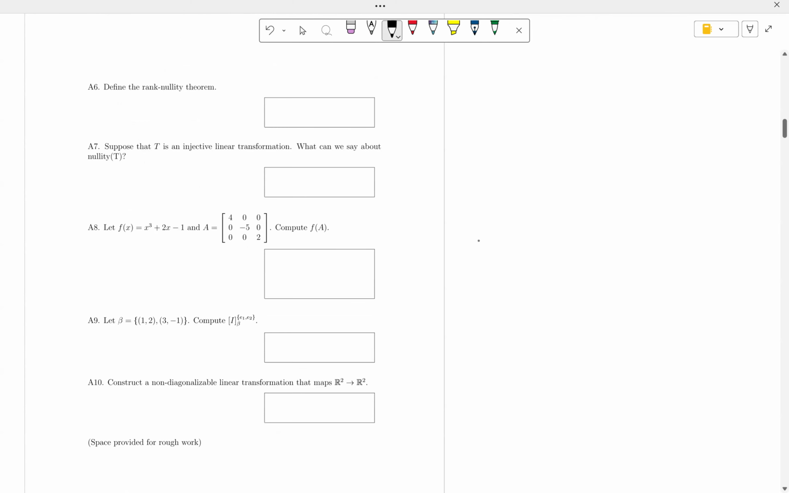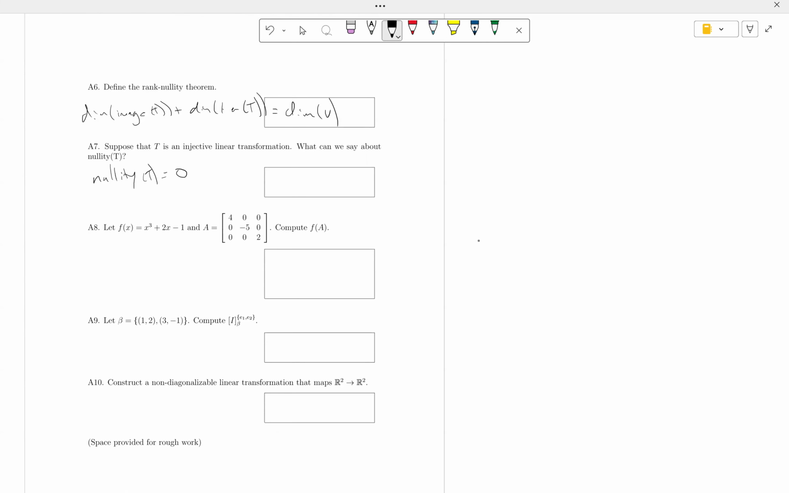The rank nullity theorem states that the dimension of the image of T plus the dimension of the kernel of T equals the dimension of V. Suppose T is an injective linear transformation. What can we say about the nullity of T? Well, we have this theorem that a linear transformation is injective if and only if the nullity of T equals 0.